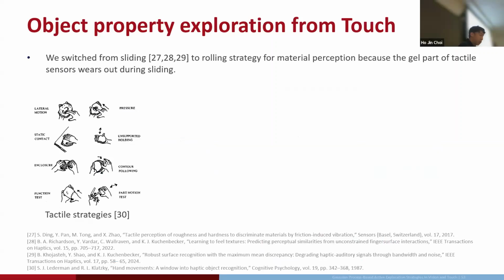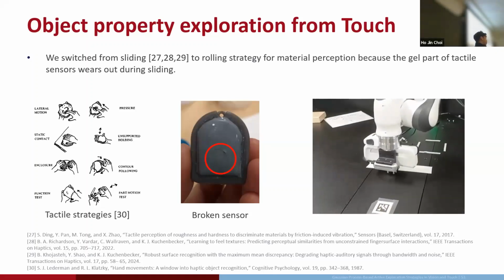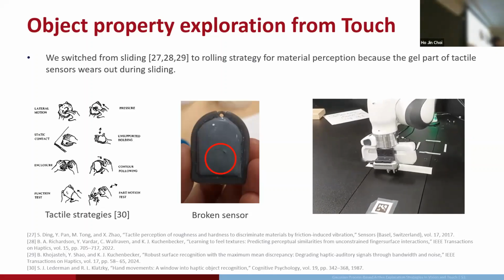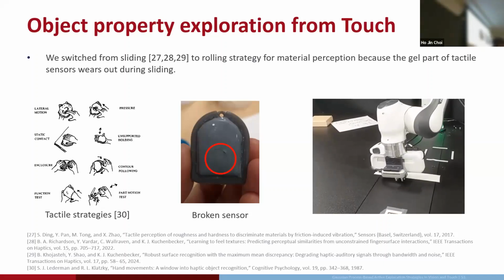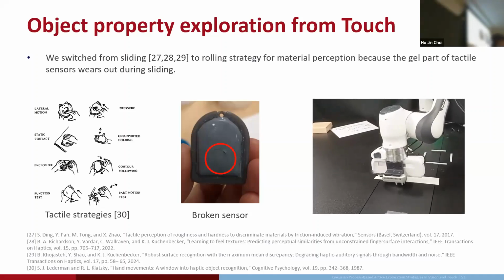We know that a sliding strategy, sliding through the surface, is a very good strategy for the exploration of object properties. But the problem was that the sensor kept wearing out when we were doing the sliding strategy. I almost cried when it broke, so I had to recode it again. So we changed our strategy back to a rolling strategy, touching the surface and rolling left and right, which might not be as effective as a sliding strategy, but we tried this so that we don't wear the sensor.